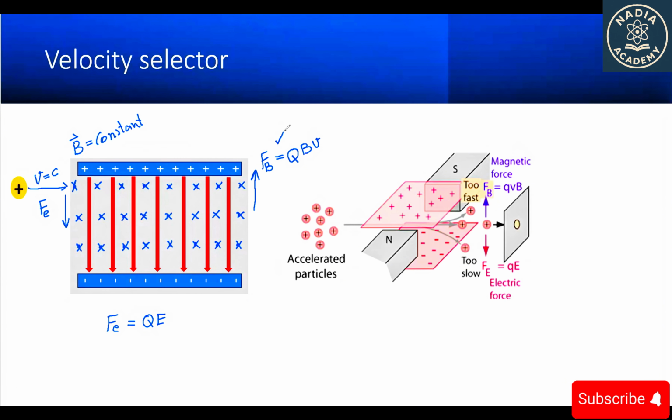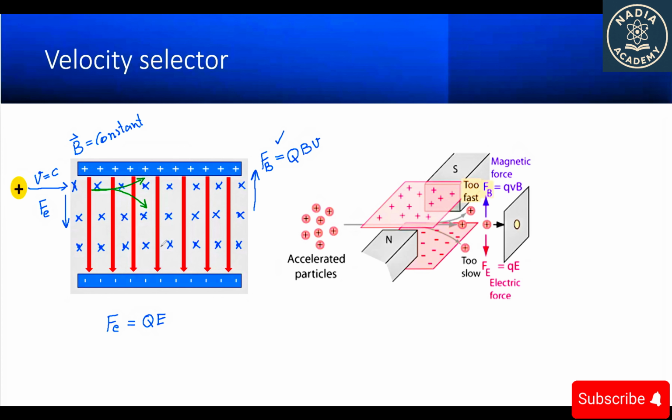So if the velocity is higher, meaning that the charged particle is moving too fast, then the magnetic force will be stronger, and the charged particle will move upwards, meaning that its trajectory will go towards the positive plate. But if its velocity is lower, meaning the charged particle is slower, then the charged particle will move downwards.